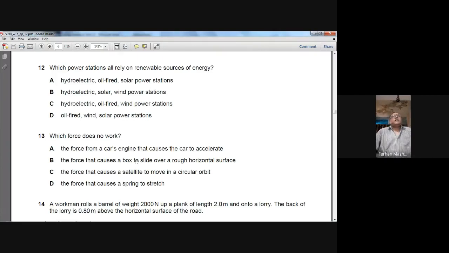B. Hydroelectric power. Hydroelectric is renewable. Solar is renewable. Wind power station is renewable. So B is the choice. They all are renewable sources of energy. For question number 12, B is the choice.